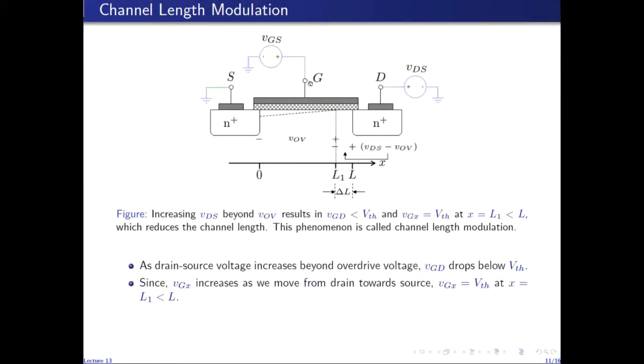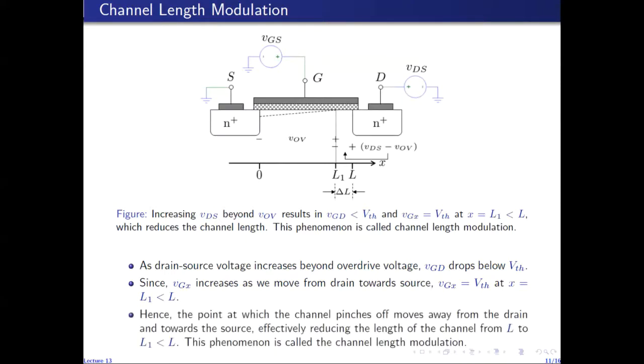So the voltage between G and X equal to L1 has now dropped to V threshold. This means that at X equal to L1, we will observe the channel pinch off. So this reduces the length of the channel, if you can see. The effective length of the channel has been reduced from capital L to capital L1, where the difference is given by delta L. So this phenomenon is called channel length modulation, in which increasing VDS beyond VOV moves the channel pinch-off point towards the source, hence reducing the effective length of the channel.